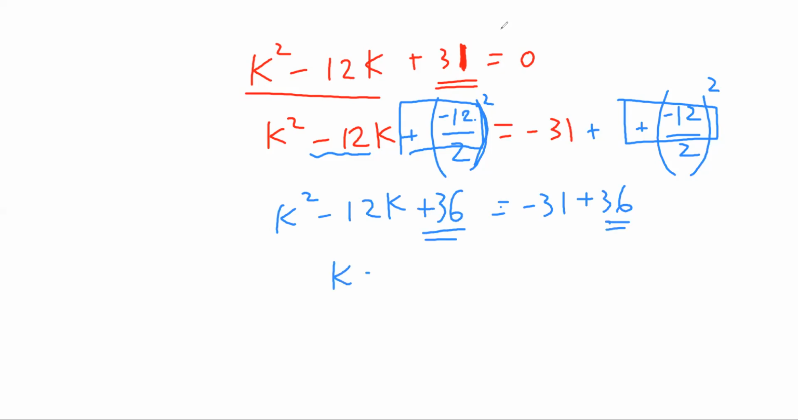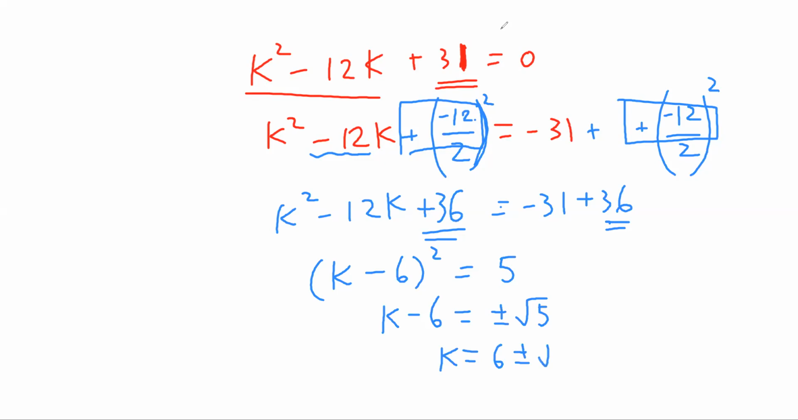So that's where 36 comes from. This one comes from 1, so here it became 5. So you can get positive negative square root of 5. So x equals what? 6 plus or minus square root of 5. It's easy. Okay, so most importantly, the process is how to find this one.